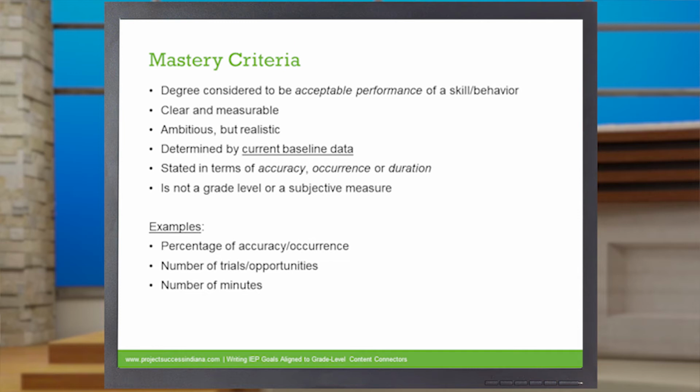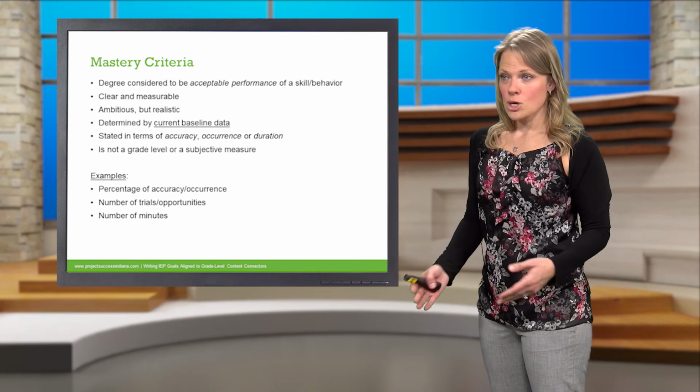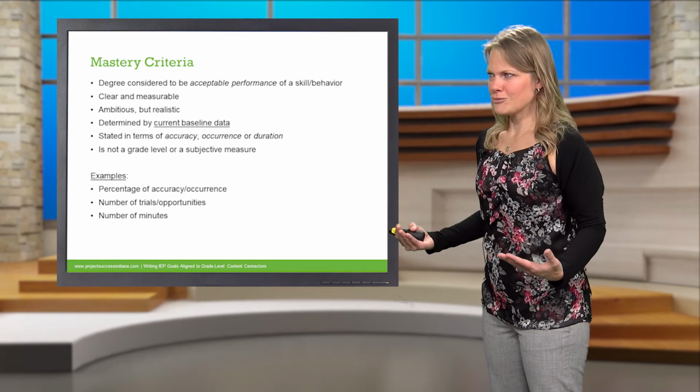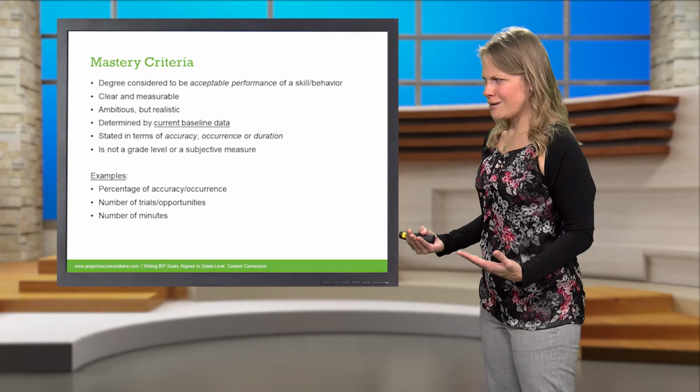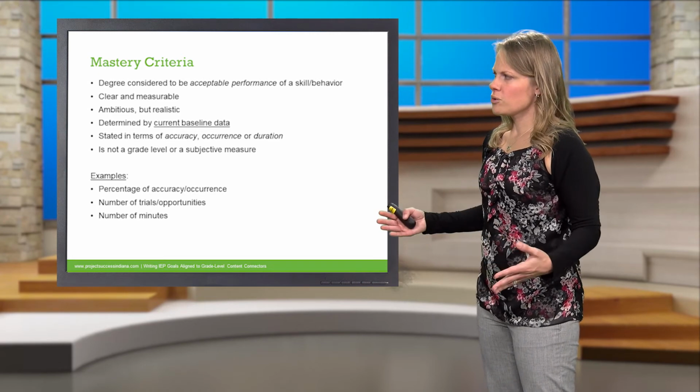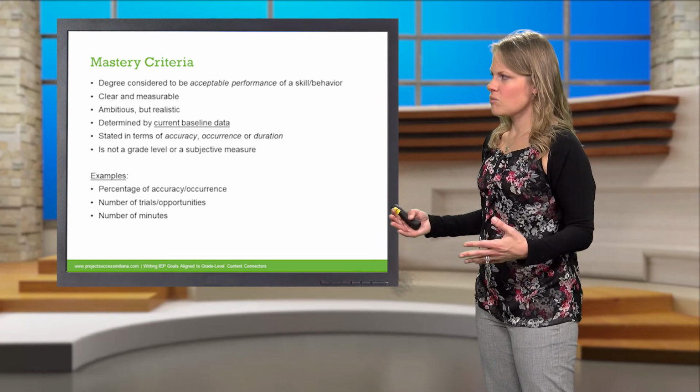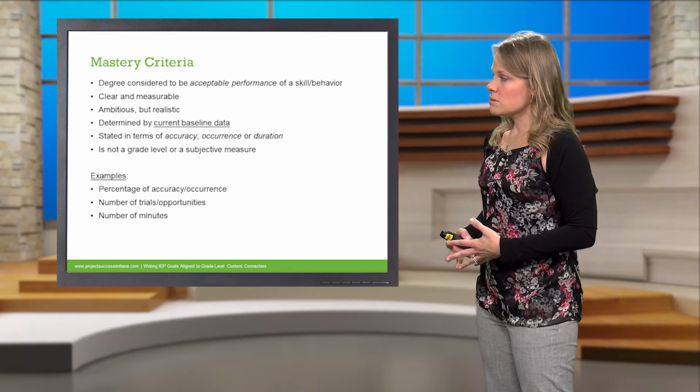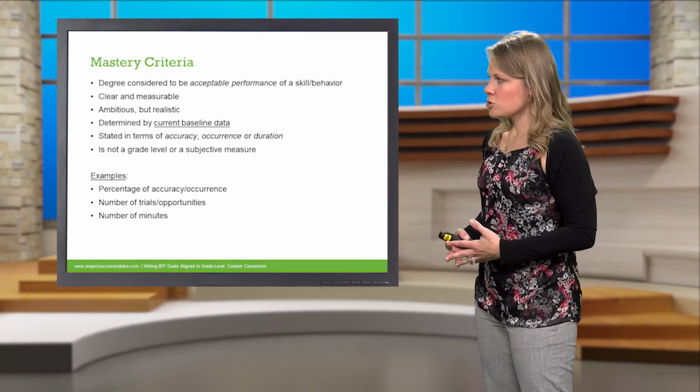It should be ambitious, but it should also be realistic. We're not going for 100% of the time. We're not going for 10 times out of 10. No one is perfect. No one really can always get to 10 out of 10. So we need to make room and allow our students to have that same room for error that non-disabled students would have in general education.